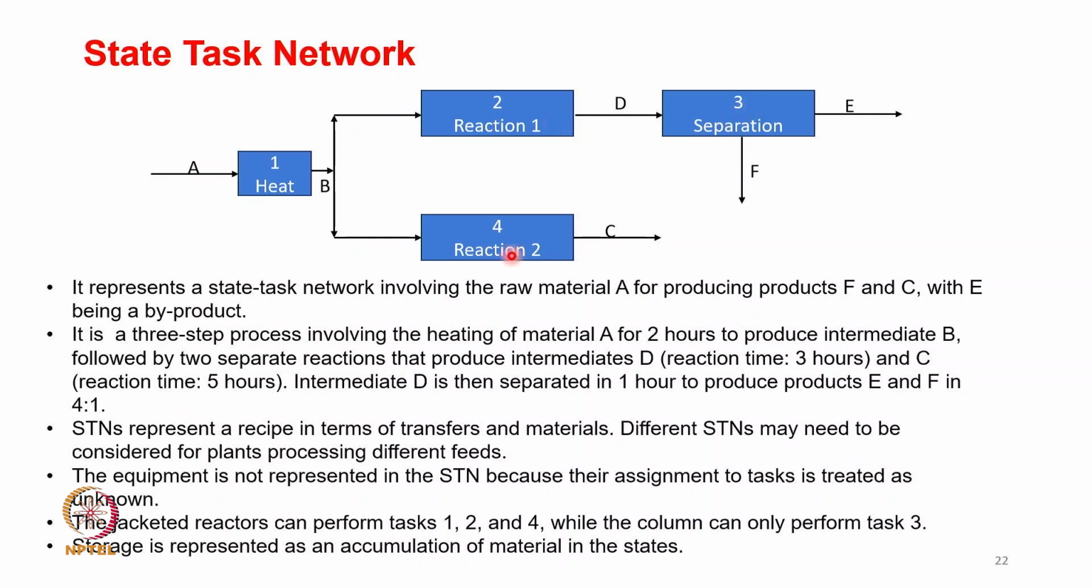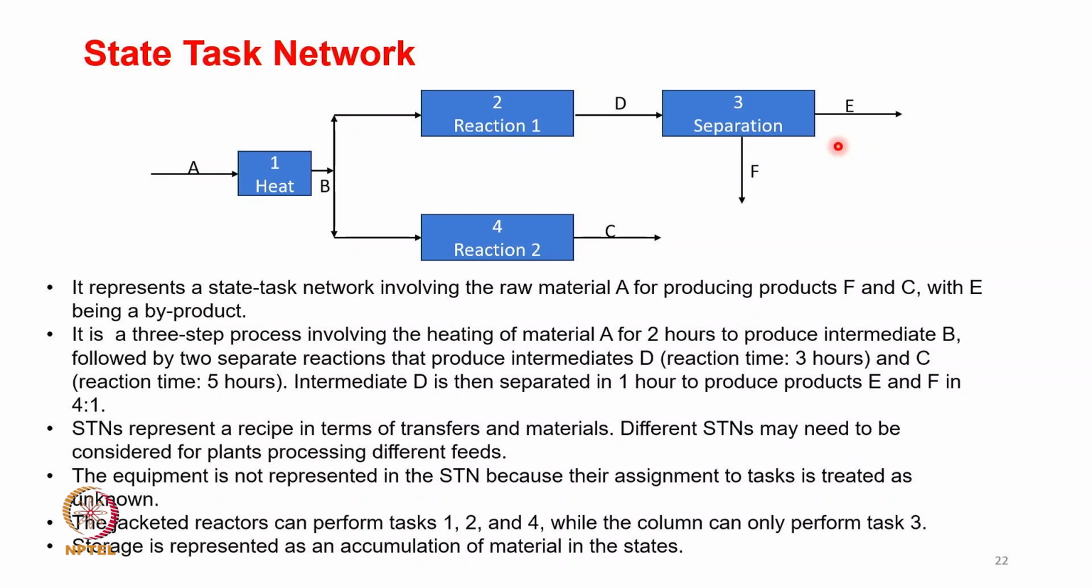While in this case, when you have the intermediate D, you have separation, and you will get F being the product and E being the byproduct. So in this case, the state task network represents a recipe in terms of transformation of material. A different state task network may need to be considered if they are processing at a different process speed.